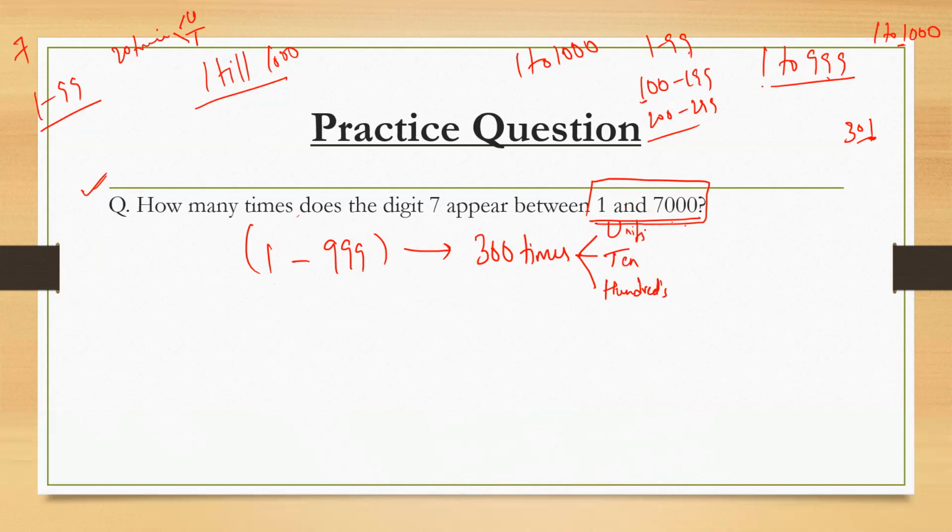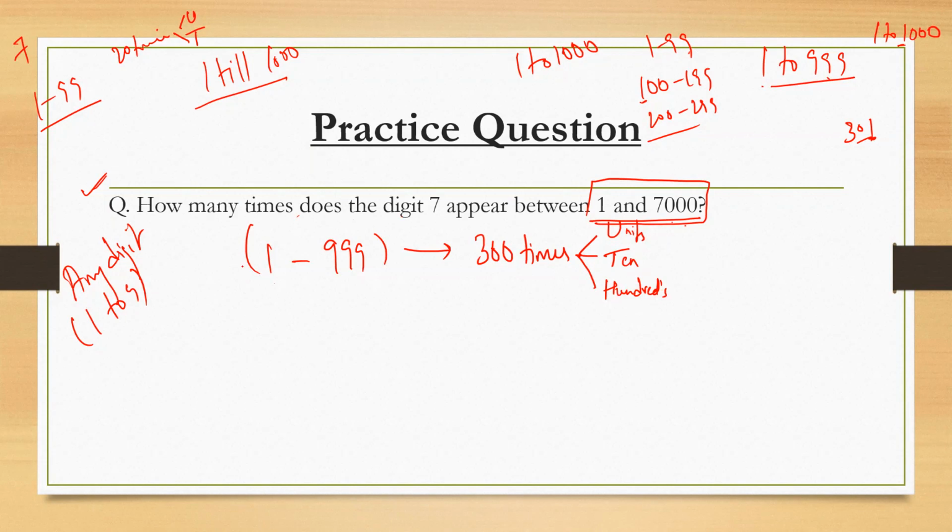Is this clear? Okay. So again, we generalize: any digit from 1 to 9, if it goes from 1 till 999, it will appear how many times? 300 times, out of which it will include the units place, the tens place, and the hundreds place. Are you getting this, everyone? What we have done? Is this clear? Yes. What about Dinesh?